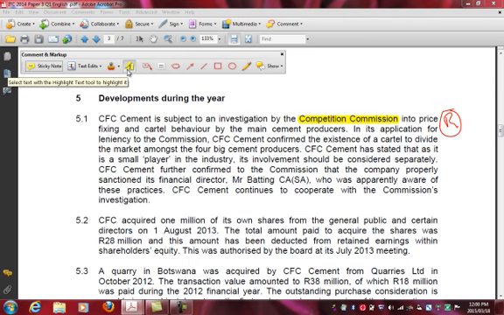In its application for leniency to the Commission, CFC Cement confirmed the existence of a cartel to divide the market amongst the 4 big cement producers. CFC Cement has stated that as it is a small player in the industry, its involvement should be considered separately. CFC Cement further confirmed to the Commission that the company properly sanctioned its financial director, Mr. Batting, who was apparently aware of these practices. CFC Cement continues to cooperate with the Commission's investigation.